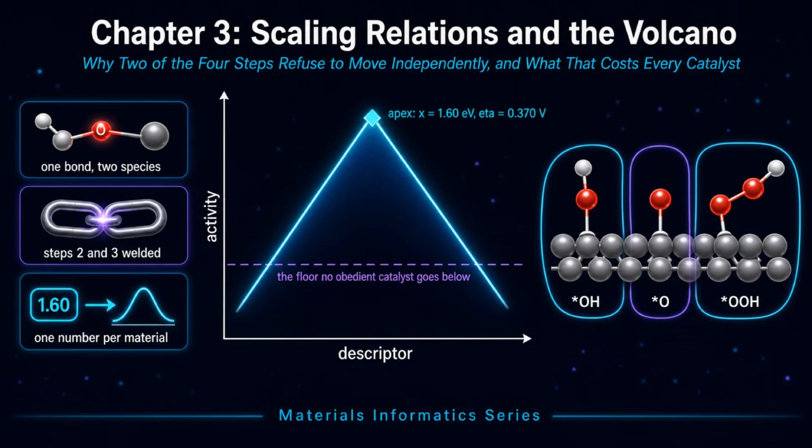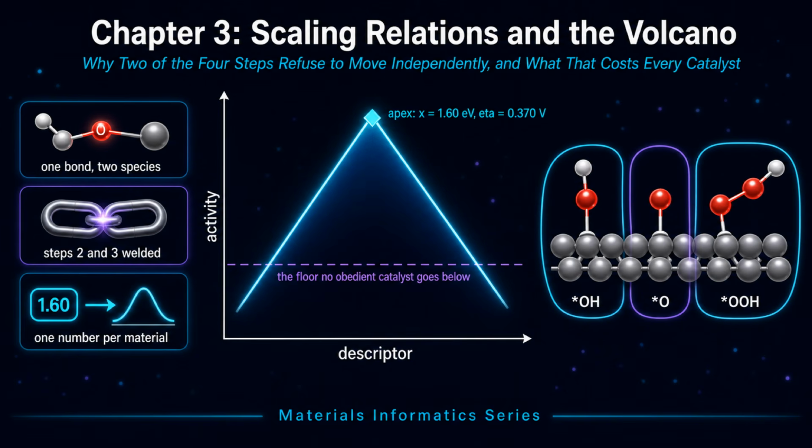Welcome to Chapter 3, Scaling Relations and the Volcano. Chapter 2 handed us a machine. Feed it 4 adsorption-free energies, and it returns a theoretical overpotential. The obvious next move is to turn the crank on every surface you can imagine and keep the winners. That plan runs into a wall almost immediately.